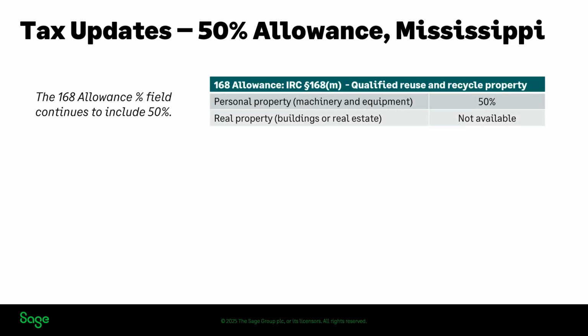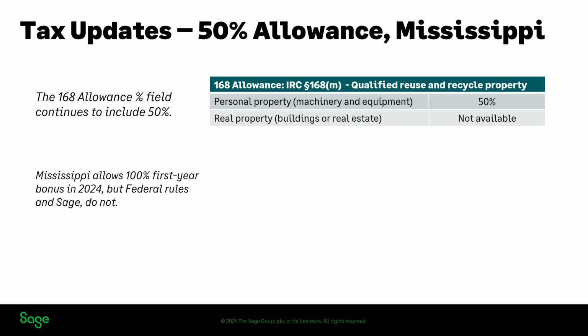Two last things I want to cover. The 168 allowance percent field will continue to include 50%, and that's for qualified reuse and recycled property that's been effective since 2008 and continues indefinitely.